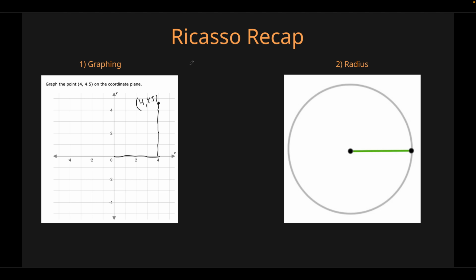For your recap, you should already know how to graph points on the coordinate plane, and you should be familiar with the term radius. If you want refreshers on either of these two topics, there'll be videos in the description below. Please go watch those before you start this lesson.